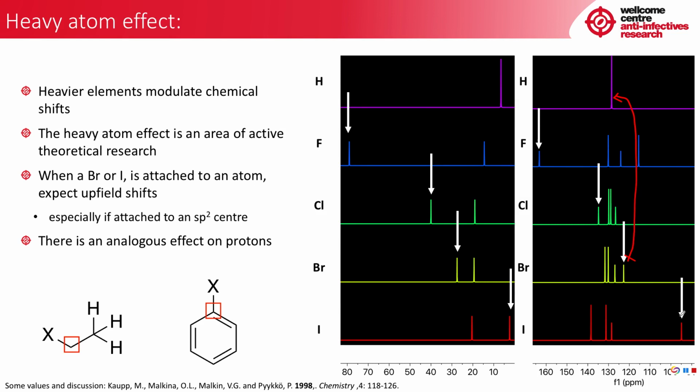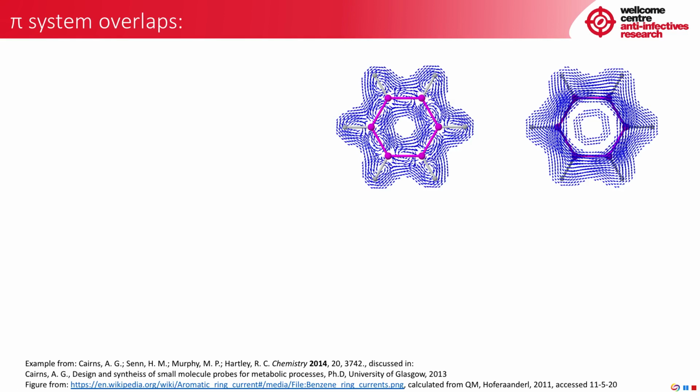So now I want to talk about the effects of pi system overlaps. Here are a couple of simulations of benzene rings, and in these the ring current on the outside runs in alignment with the magnetic field, and on the inside it is in the opposite orientation. Now, we know these systems affect protons and indeed the carbons in the ring, which are de-shielded usually, and this is by the ring current in line with the magnetic field.